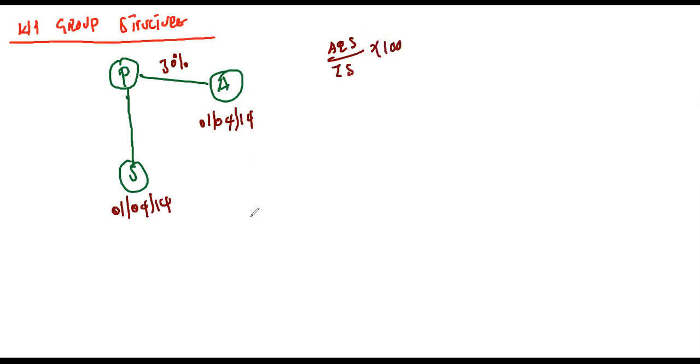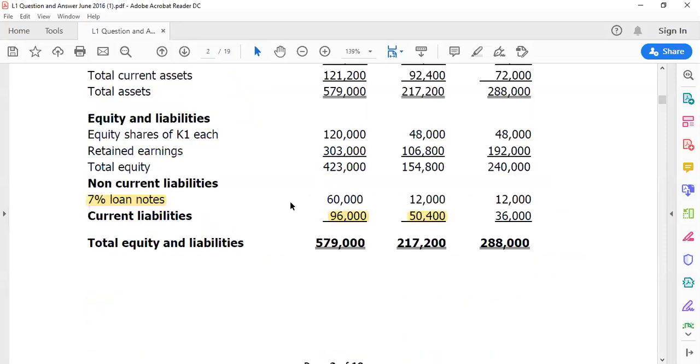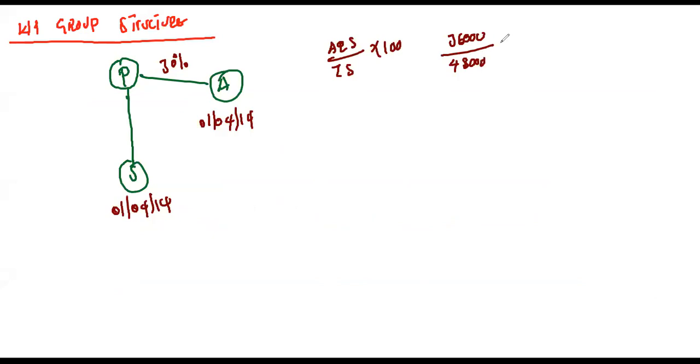You get the percentage. So how many shares did he acquire in the subsidiary? He acquired 36,000 shares over, what was the total number of shares in the subsidiary? Look at your screenshot. The total number of shares was 48,000. So we divide 36,000 by 48,000 multiplied by 100.